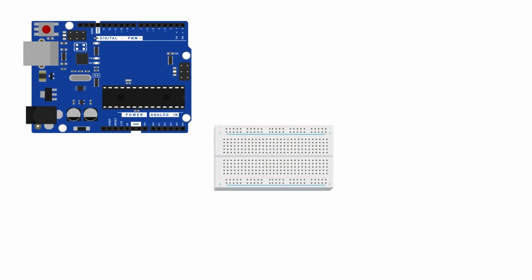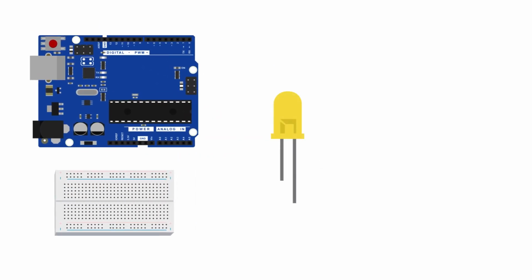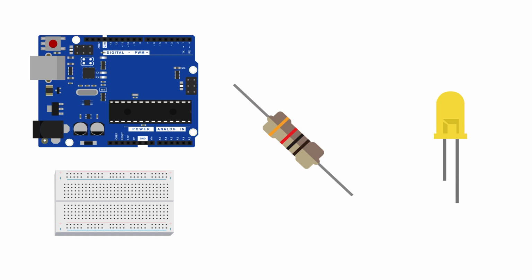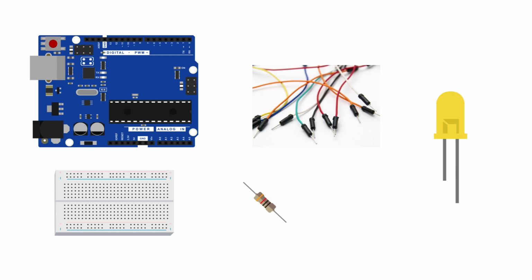Let's go through the process step by step. For this tutorial, all you need is an Arduino Uno, a breadboard, an LED, a resistor, the value we shall calculate, and a jumper wire. Before we calculate the resistor value, let us take a quick look at the datasheet of the LED, which will give us some parameters necessary to calculate the resistance value.